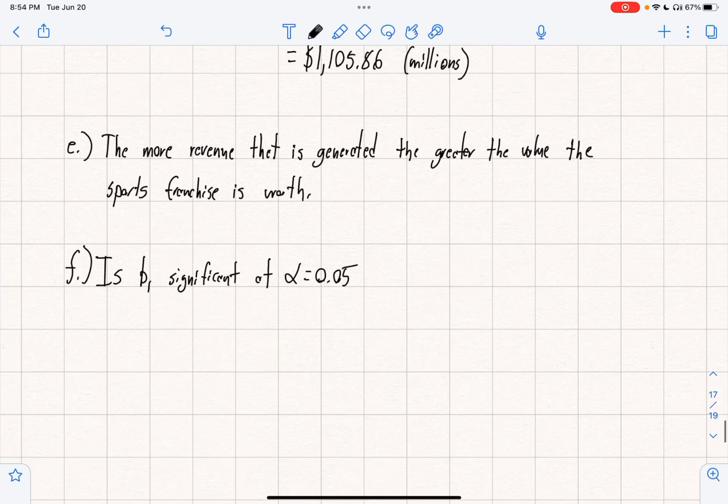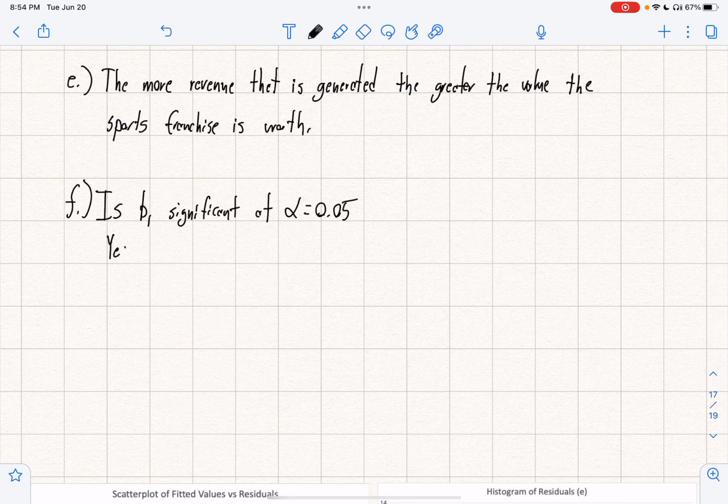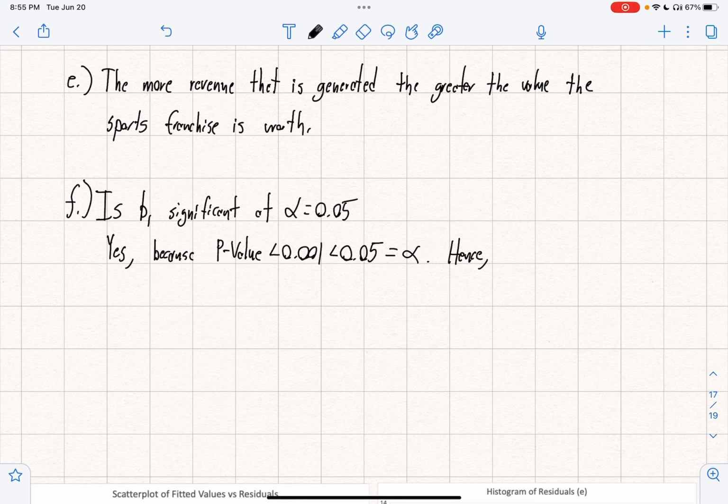So is it significant? We would say yes, because the p-value is less than 0.001, which is less than 0.05, which is our alpha. So hence, we would reject our null of beta 1 equal to 0, and we would accept our alternative, which is that beta 1 is not 0.